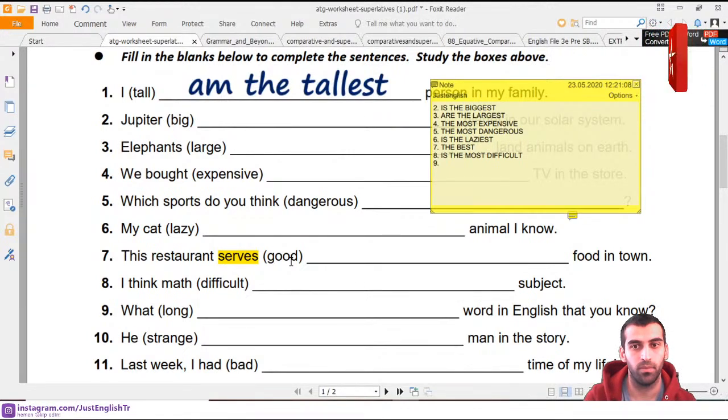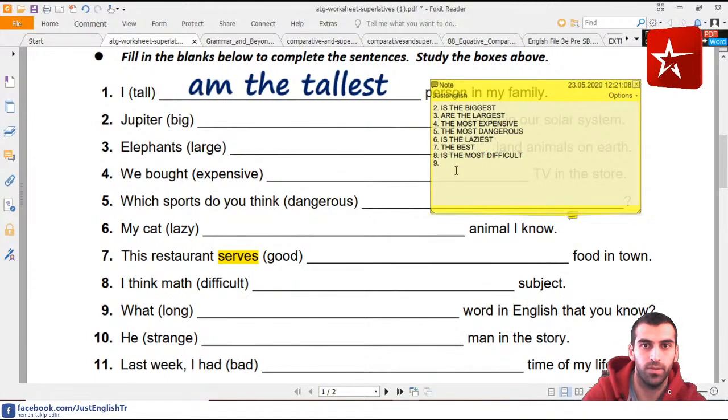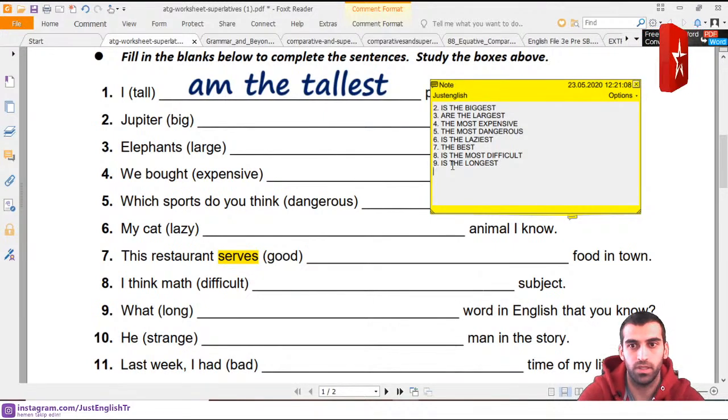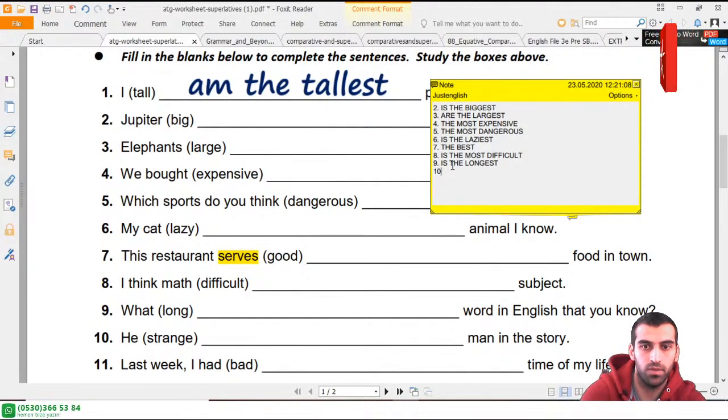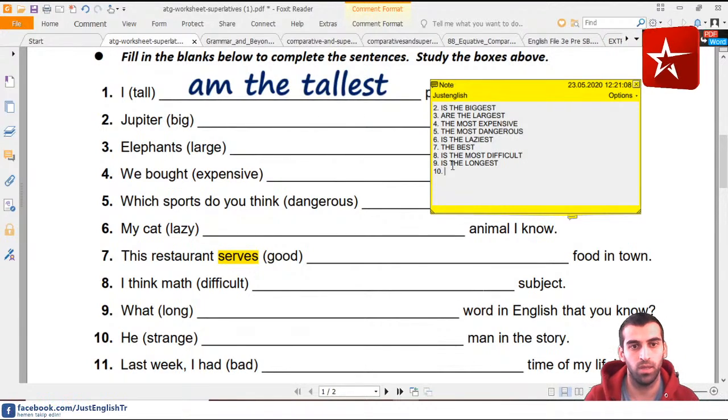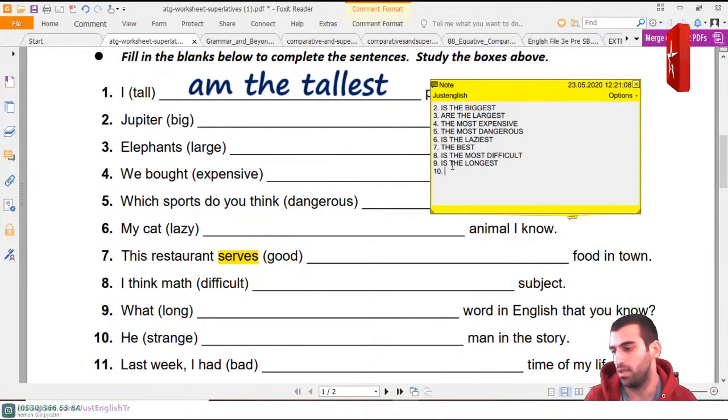I think the number 9. What is the longest word in English that you know? Let's continue with number 10. He blah blah blah man in this story. Number 10.